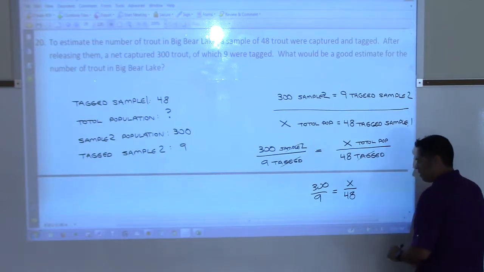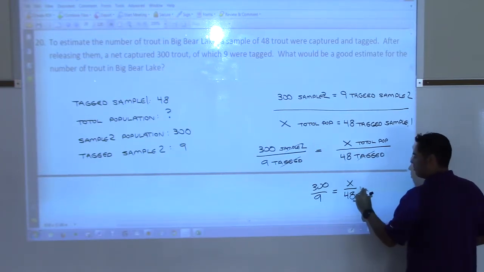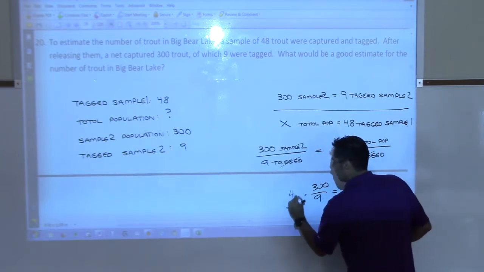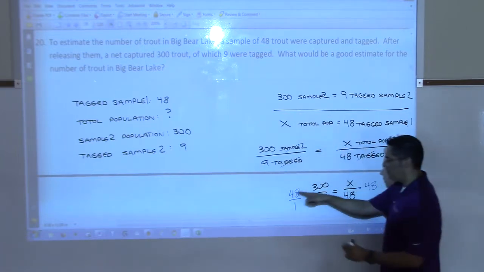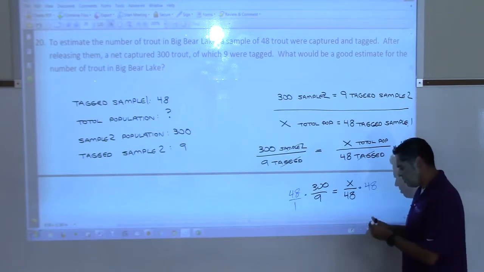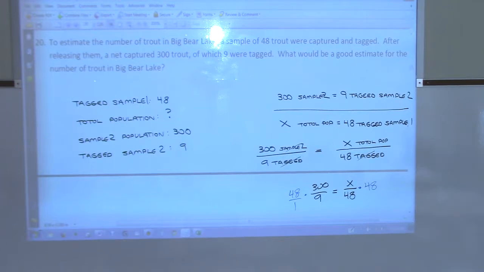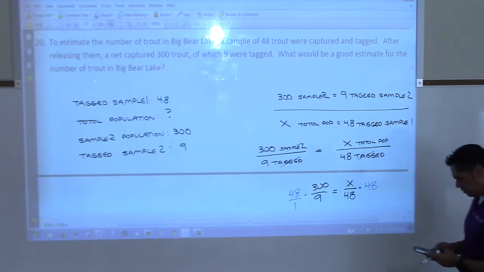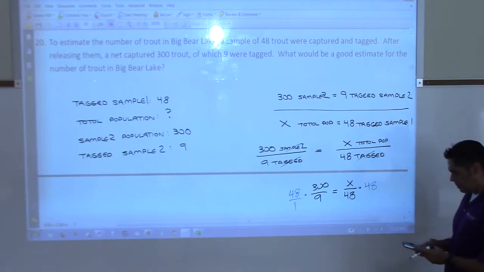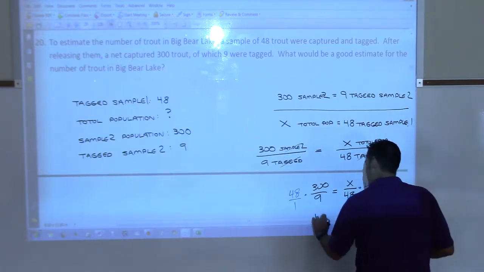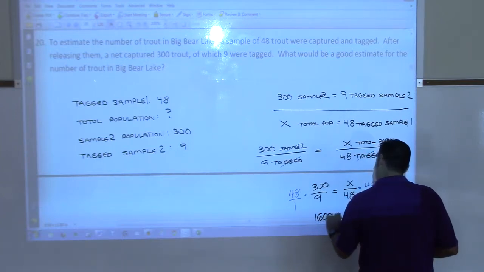Multiply both sides by 48, and that would get rid of the fraction here. So multiply by 48 here, multiply by 48 here. And when I multiply by 48, I'm going to do 48 over 1 on this side and just go across. So on my calculator, I will do that. So 48 times 300, and then divide that by 9. I get 1600 equals x.